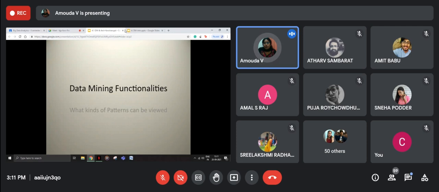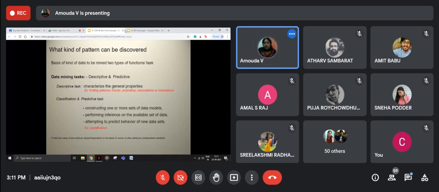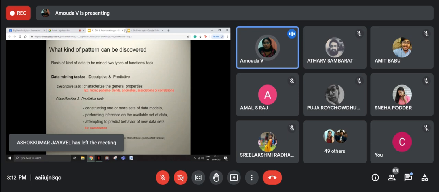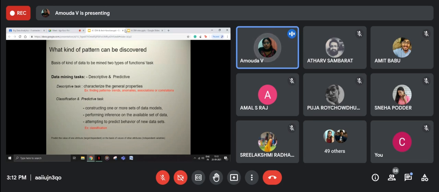Coming to data mining functionality. We have seen what data mining classification is, and how you proceed for data mining. Here the real functionalities are there. What are data mining functionalities? Much explanation is required. First, let me take it today. Then, next class, I will explain in detail what is descriptive and predictive.